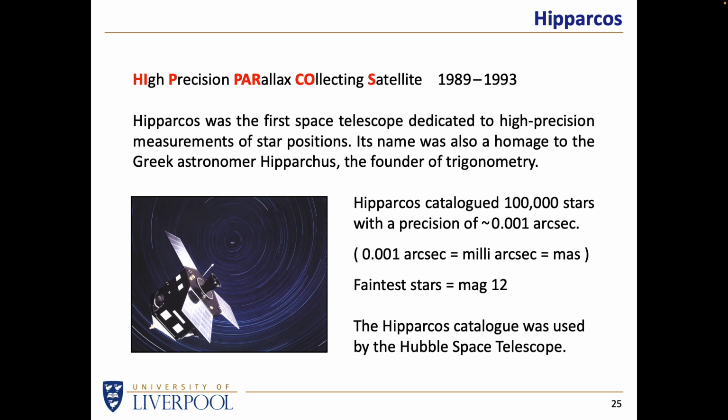The Hipparcos catalogue was used for quite a while. For instance, it was the first catalogue used by the Hubble Space Telescope to make sure that the Hubble Space Telescope was looking in precisely the direction it thought it was.